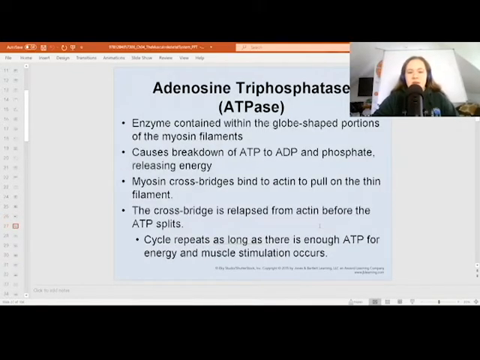The enzyme adenosine triphosphatase, or ATPase, is contained within the globe-shaped portions of the myosin filaments. This causes the breakdown of ATP to ADP and phosphate, releasing energy. Myosin cross bridges bind to actin to pull in the thin filament. The cross bridges are released from actin before the ATP splits, and the cycle repeats as long as there is enough ATP for energy and muscle stimulation occurs.